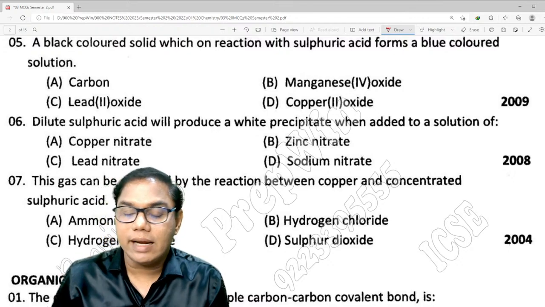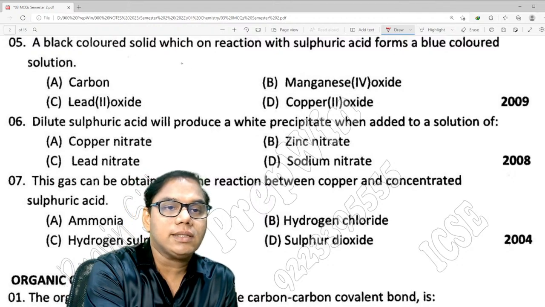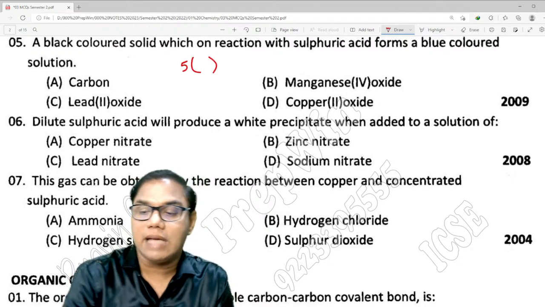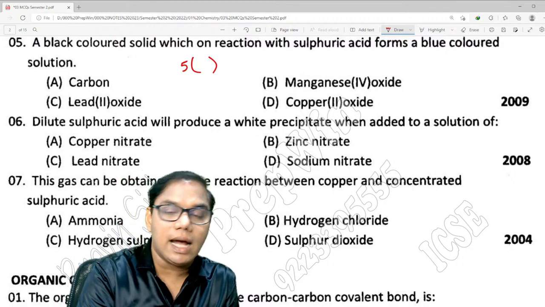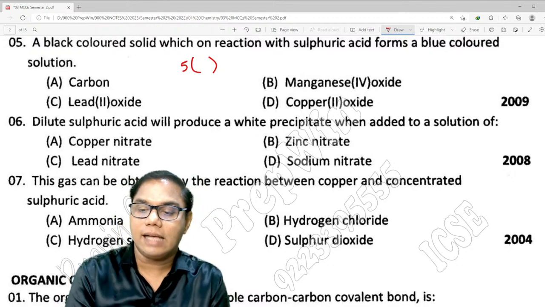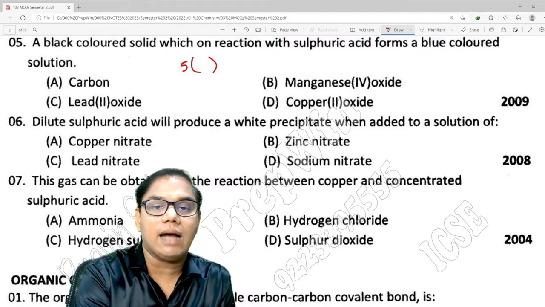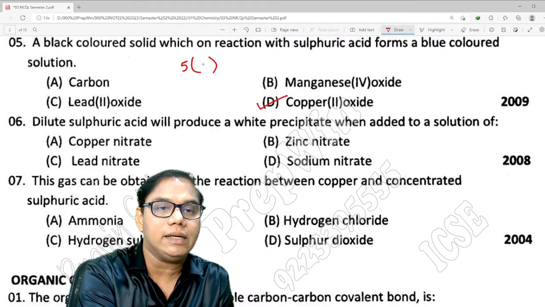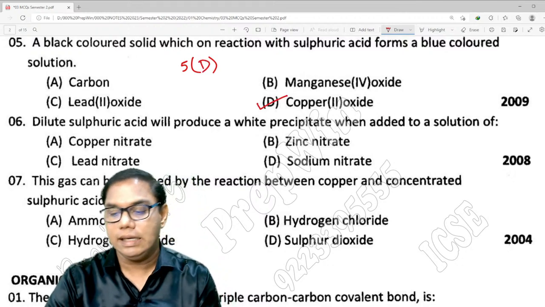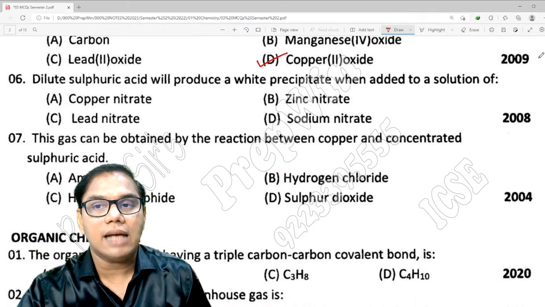Yes, I see some students are giving the answer. Please write the number and the option because I am confused. Ki konsa answer bata rahe? Fourth ka ki fifth ka? Yes. Now students are writing. Correct answer is what? Answer D. Correct answer is answer D, right?